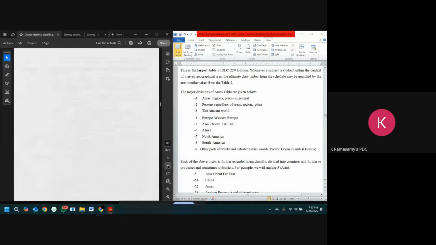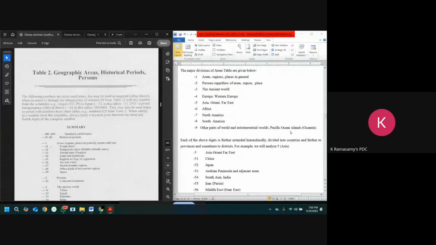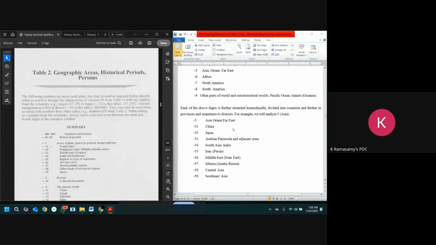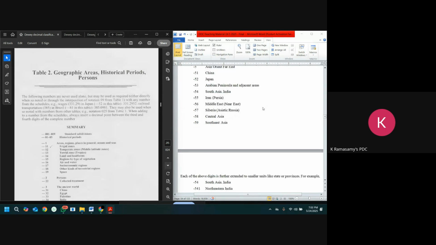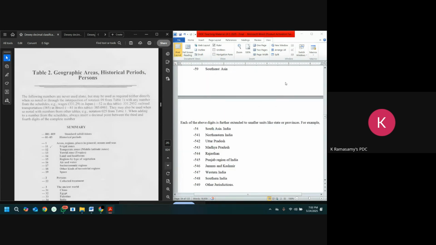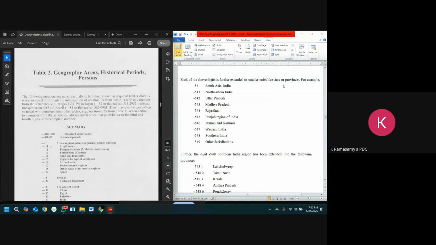And this is further divided. For example, if you take 5, 5 is further divided. Okay, 5-1 stands for China, 5-2 Japan, 5-3 Arabian Peninsula, 5-4 India, 5-5 Iran. If you take 5-4, that is further divided. Uttar Pradesh, Madhya Pradesh, Rajasthan, Punjab. If you take 5-4-8-1, that is further divided.